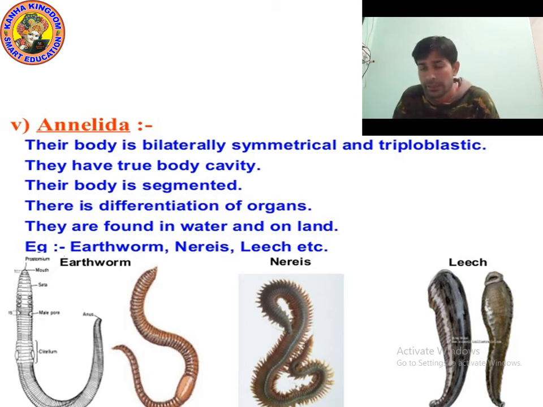So let me again explain the first point. Their body is bilaterally symmetrical. They have a true body cavity. Their body is segmented. There is a differentiation of organs. They are found in water and on land. For example, earthworm, nereis, leech, etc.